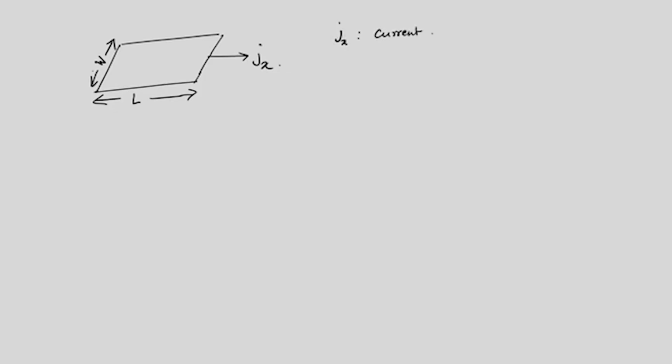Okay. So, now we talk about a 2D sheet. This has a length L and a width W. You can take both of them to be the same, it does not matter, and you have a sheet current, which is Jx. So, Jx is the current density in the x direction.